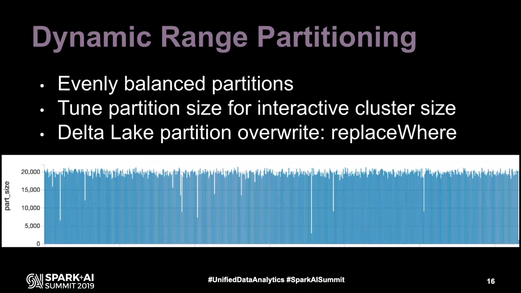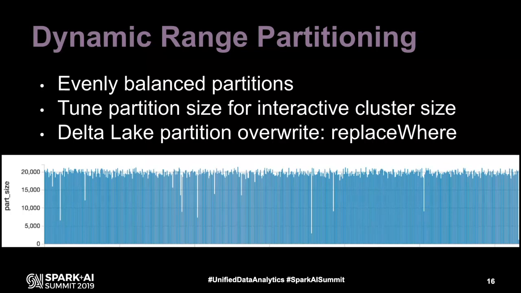So what we can get out of dynamic range partitioning, and this is taken from a project where we implemented it, every partition, these are the number of megabytes in each partition. We're able to get it fairly consistently right around 20 gigabytes. That was initially targeted based on the size of the cluster that we wanted to be interacting with the data with.